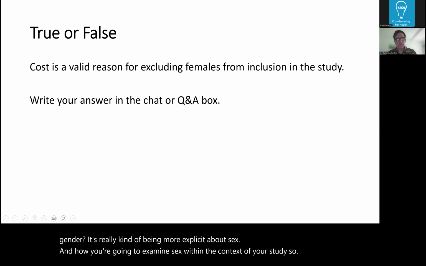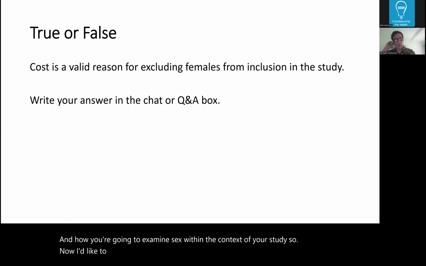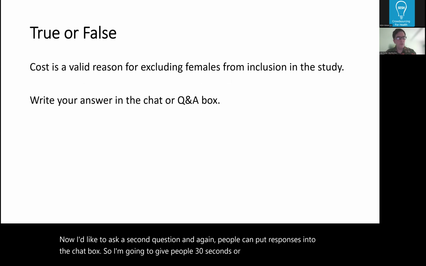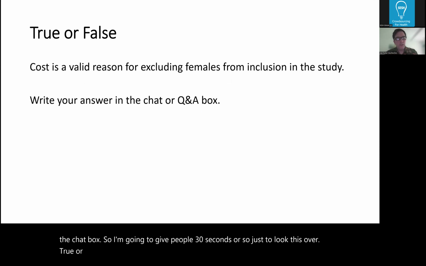Now I'd like to ask a second question. And again, people can put responses into the chat box. I'm going to give people 30 seconds or so just to look this over. True or false, cost is a valid reason for excluding females from inclusion in the study. If you could write your response, true or false.